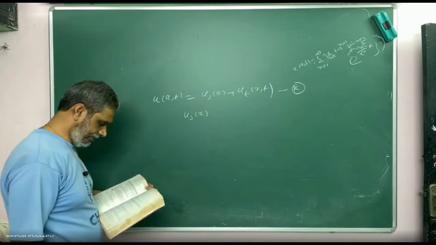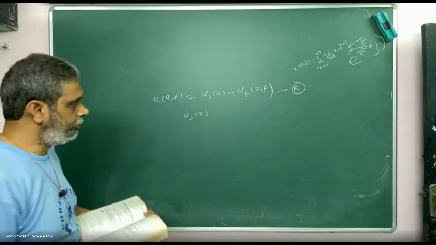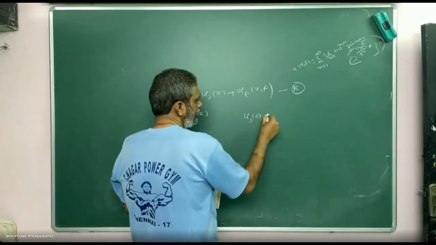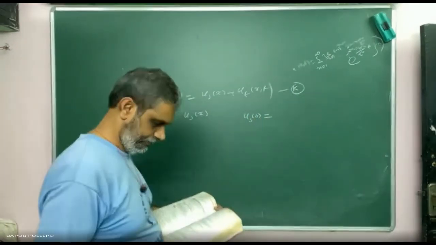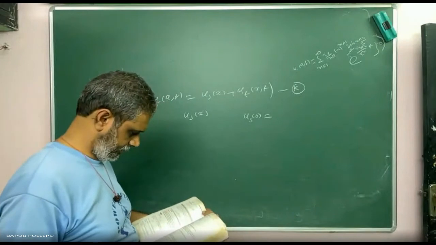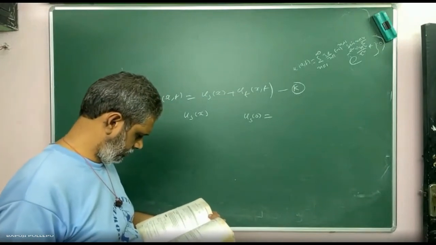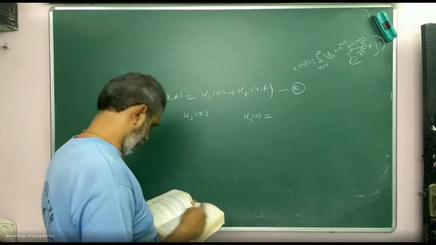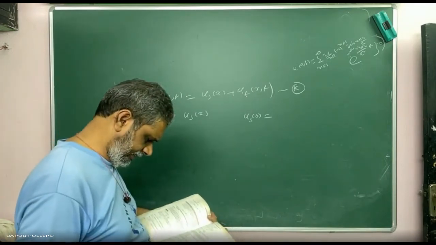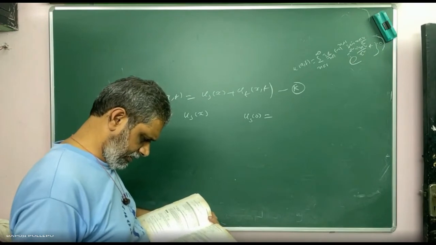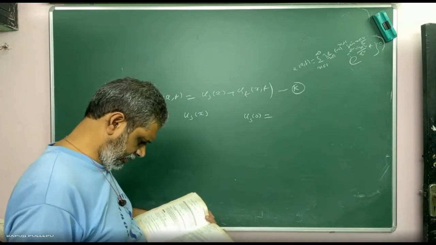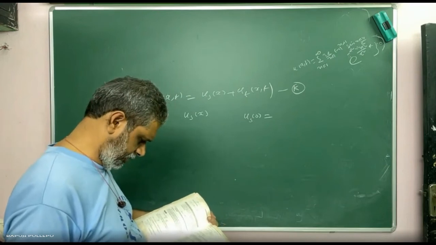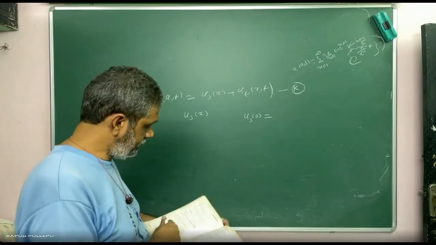How can you find U_s of x? Tell me. In steady state, at x equal to 0, what is the u value? 20. No, wait. U_s of x is the solution of the equation, a function of x alone, satisfying the conditions U_s of 0 equal to 5 and U_s of L equal to 10. Then the transient solution U_t decreases as t increases.